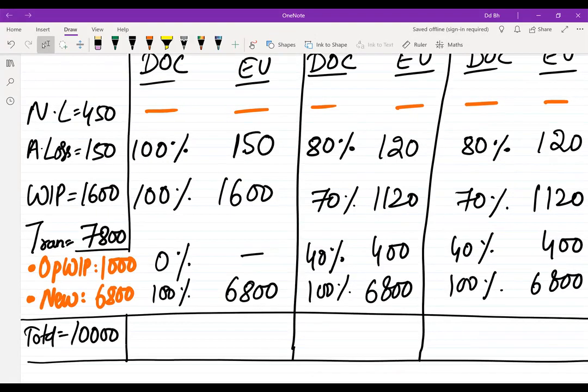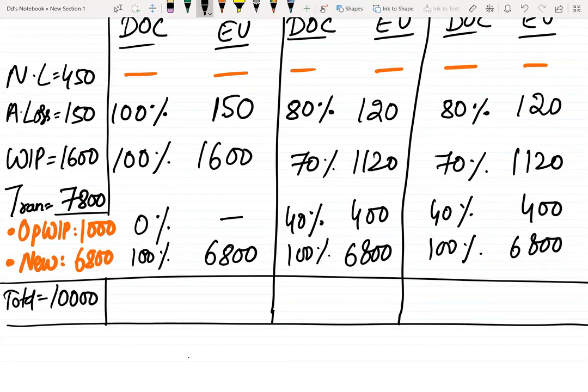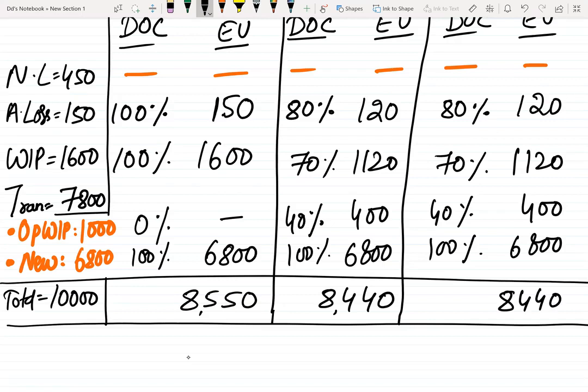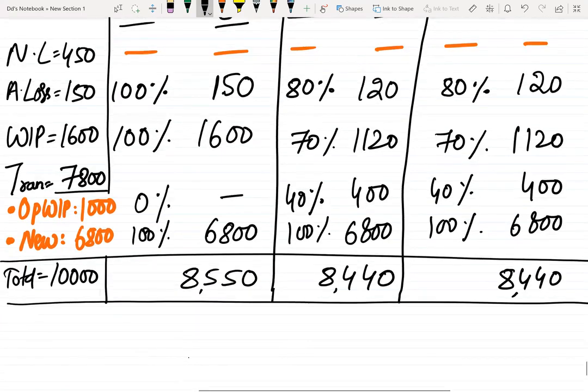Let's fill these numbers. 150 plus 1600 plus 6800, 8550. 120 plus 1120 plus 400 plus 6800, 8440, and the last one is also 8440. Okay, we are done with step 1.